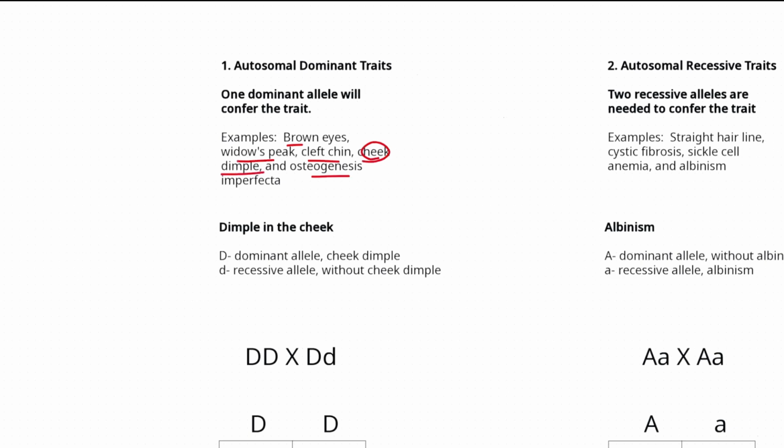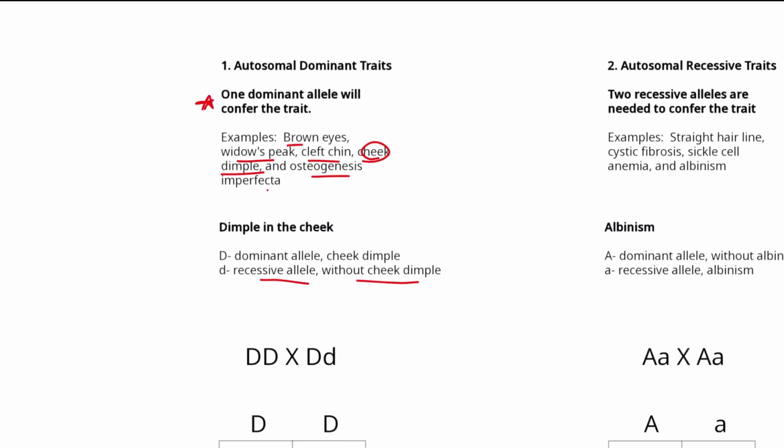When we look at the crosses, the capital D will be the dominant allele, and the little d represents the recessive allele. The capital D would be for cheek dimple, the little d without cheek dimple. And as I mentioned at the beginning, only one allele is needed in order to transfer the dimple in the cheek.